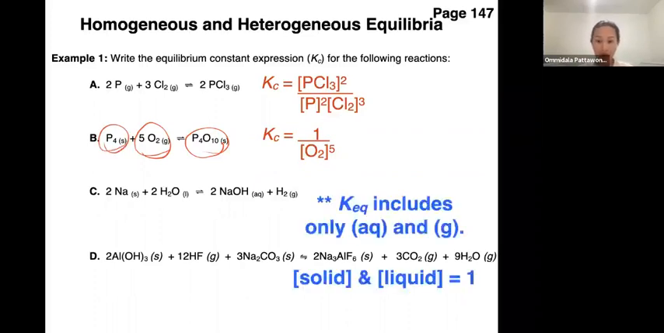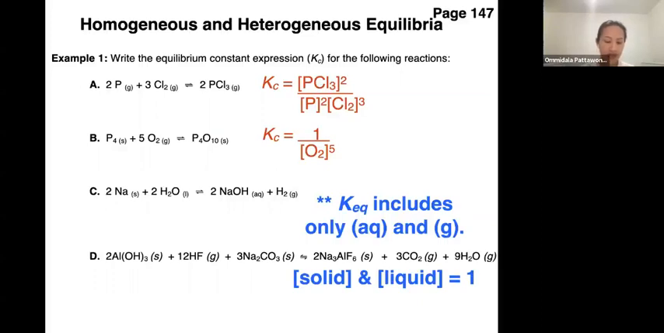Again, for the equilibrium constant, Keq, you are going to include only gas and also aqueous species. The reason for that is that the concentration of a solid or liquid is equal to 1, so you just treat solid and liquid as 1. Now let's take a look at C and D real quick. I want you to write out the equilibrium constant first without my help. Once you finish, resume the video to check your answer.